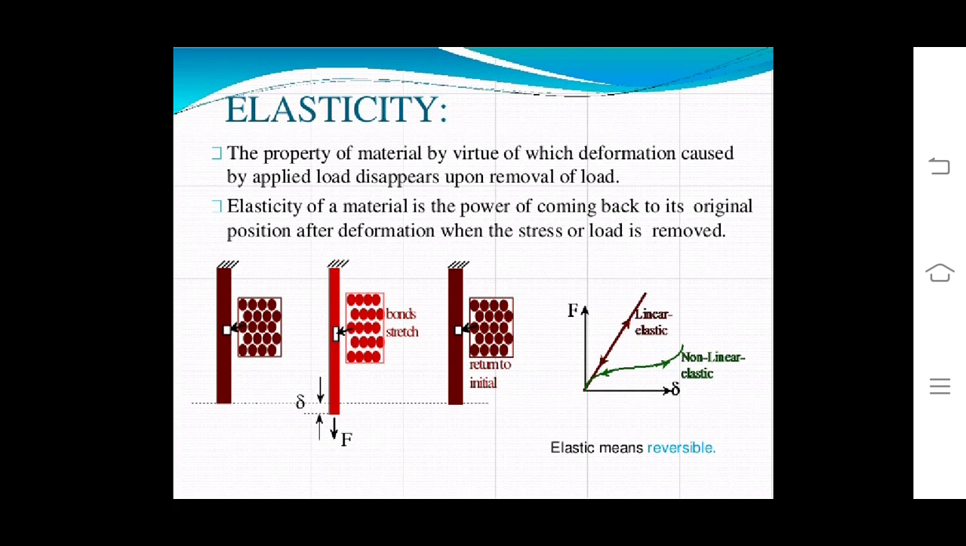dimensions and starts elongating even after removal of load. That is called the elastic limit. The graph shows the linear elasticity, or linear elastic limit, of the body and the non-linear elastic properties of the body.